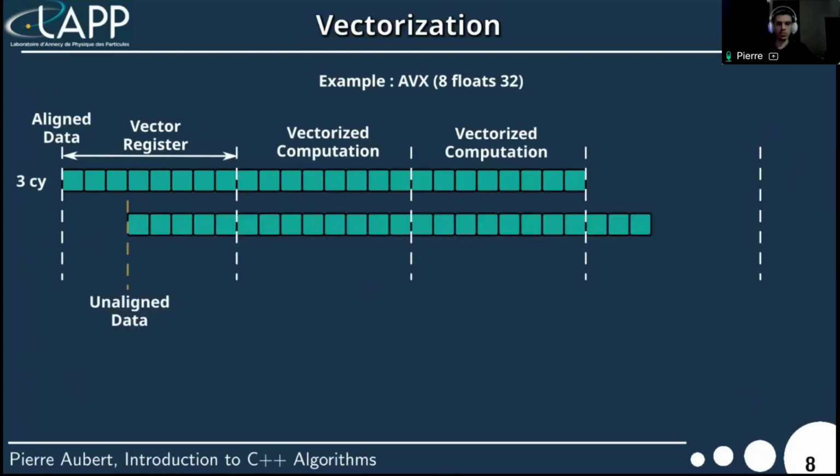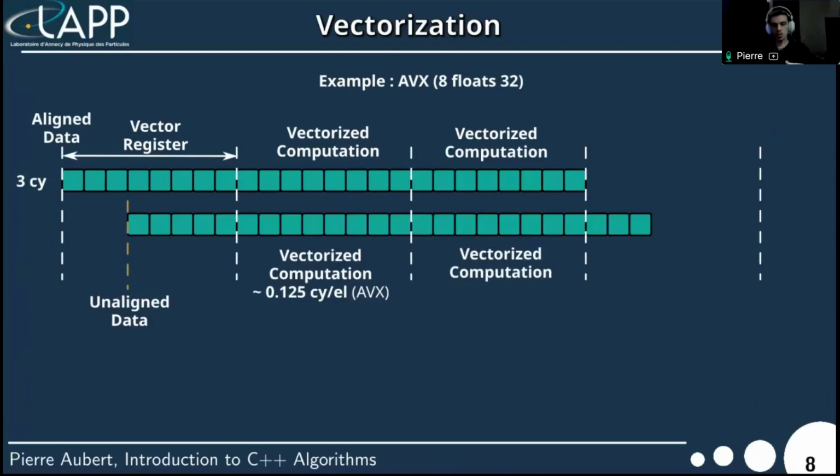Then if I don't align my data, I will have a problem. So I still can vectorize some part of my vector. So here I get 1/8 of cycle per element for a computation in AVX, for example. But I have to deal with the first part. We call that a peel. So I will have to consume element by element in a scalar way until I reach a border of aligned data, vectorizable data, if you want.